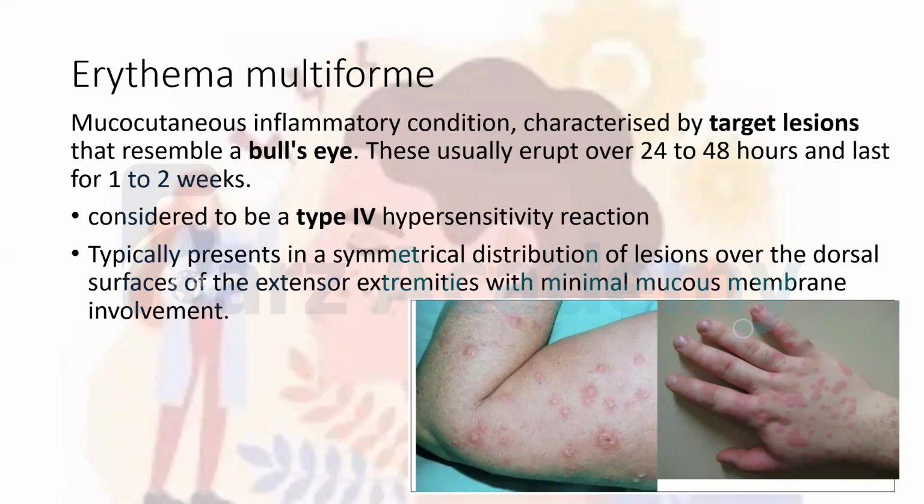Mostly the lesions are over the dorsal surfaces of the extremities with minimal mucous membrane involvement. Most commonly, it affects only the skin, that is, it's more of a cutaneous lesion. All right. So the characteristic thing will be bullseye lesions and target lesions. Whenever you see that in your question or in any history, you have to remember this is a form of type 4 hypersensitivity reaction and it is erythema multiforme.